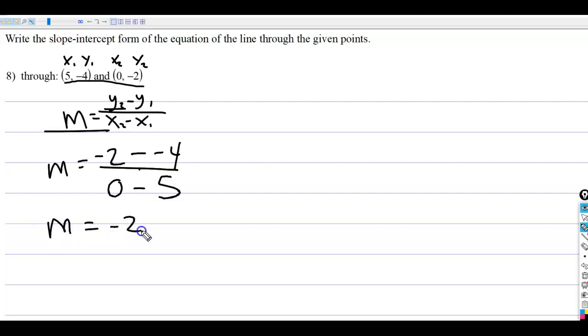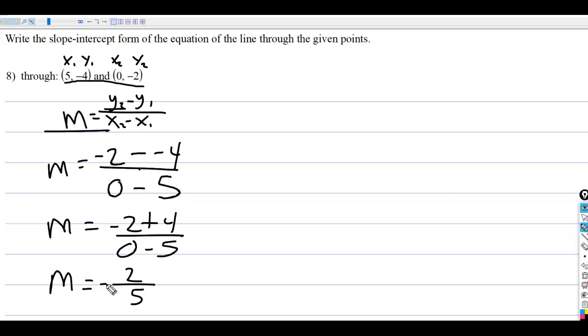Simplifying this up a little bit, like we said, the double negatives become positive. And then we go ahead and simplify the numerator. -2 plus 4 is 2. 0 take away 5 is -5. So there's my slope, -2/5. And usually when you have a fraction that's negative, we don't really put the negative on the top or on the bottom. We just kind of put it in front of the whole fraction.